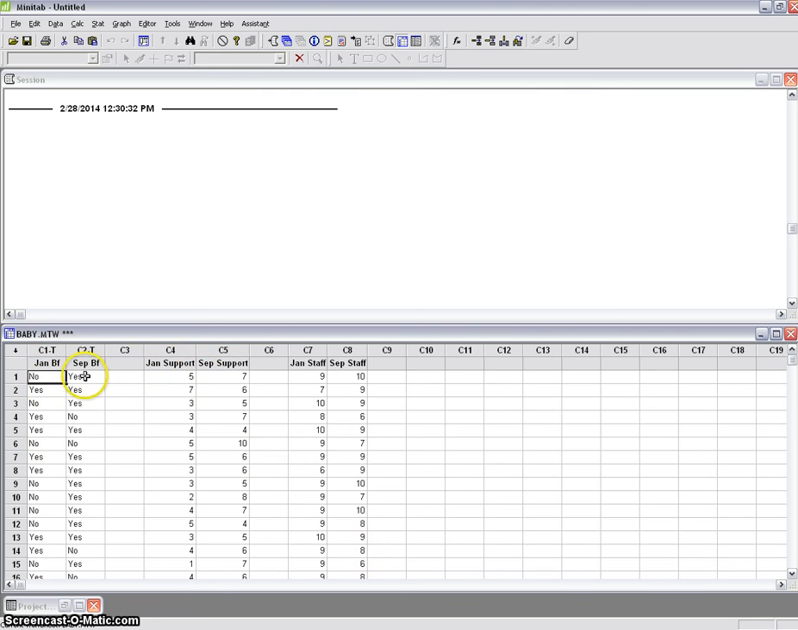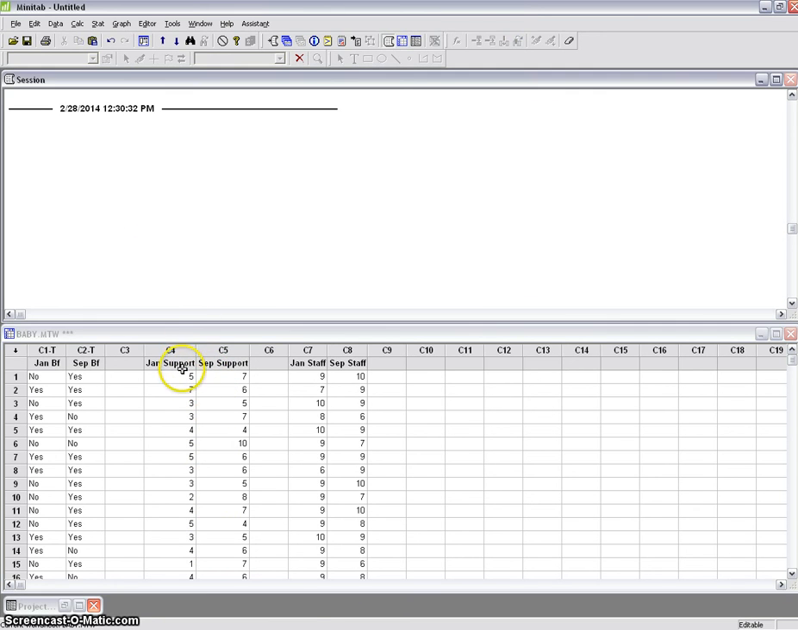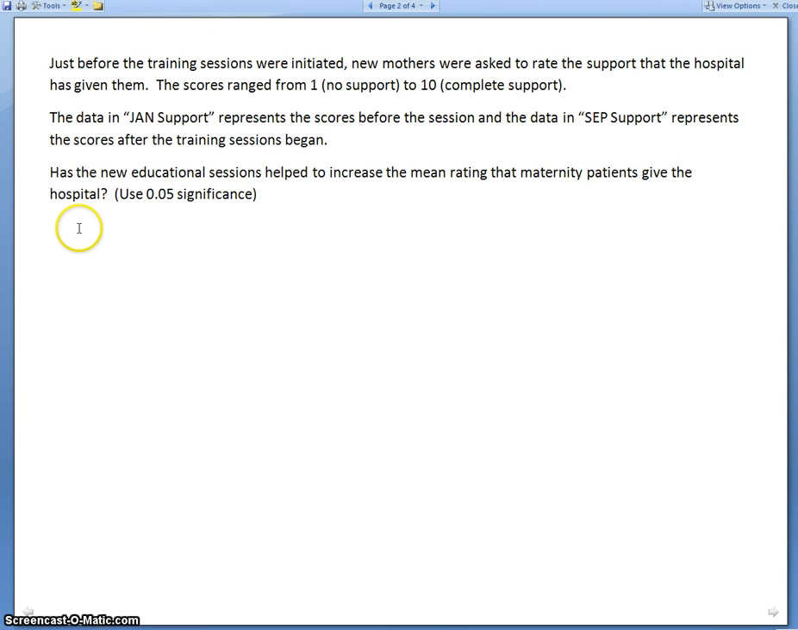We already used columns 1 and 2. This was the proportion of mothers who plan to breastfeed. Now we're looking at the rating that this hospital received. January represents before the training sessions were initiated for the staff. September is after. So we're looking at January, and we're going to call that mu1. So I'm going to abbreviate this. I'm going to say mean 1. Right? This represents before the sessions, the training. I'll write before the training. And this is found in the January column.